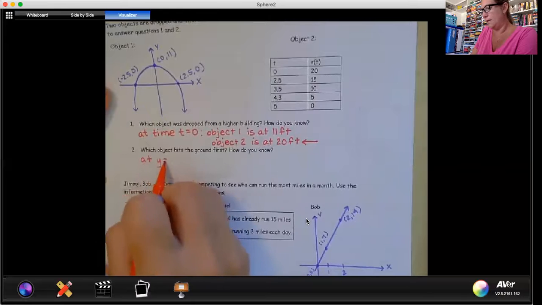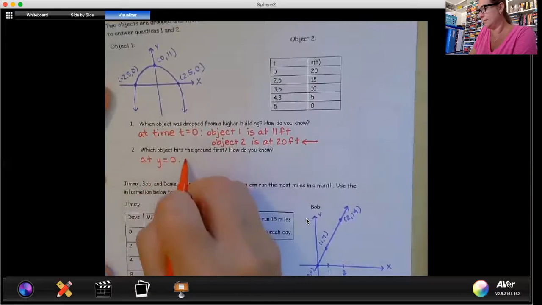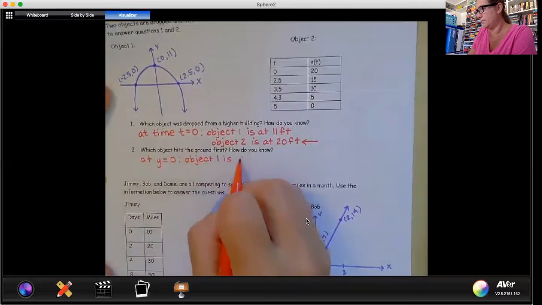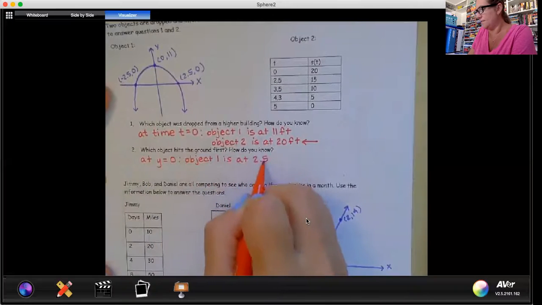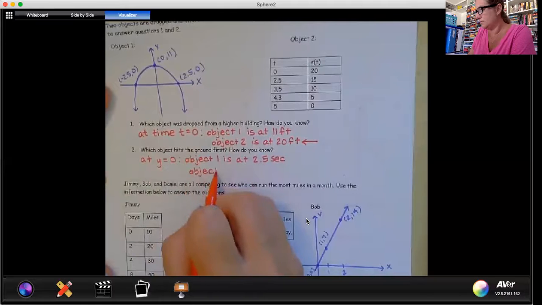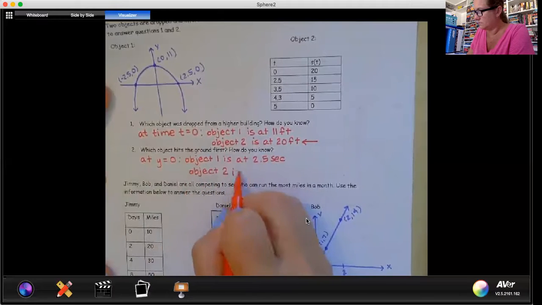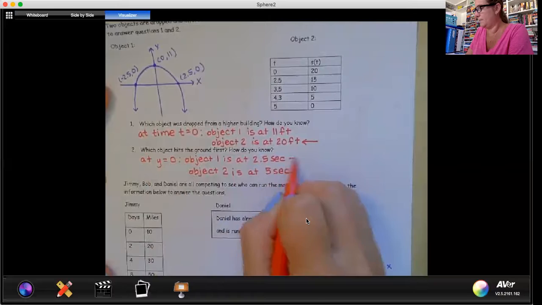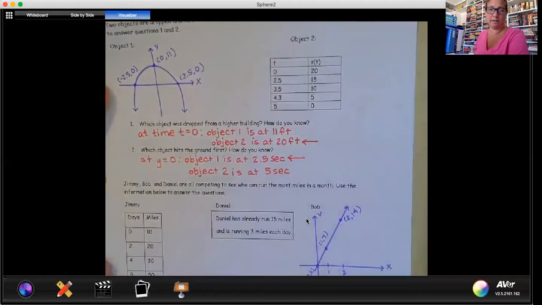Which object hits the ground first and how do you know? So you look for at y equals 0, what's happening? Object 1 is at 2.5 seconds and object 2 is at 5 seconds. So object 1 will hit the ground first.